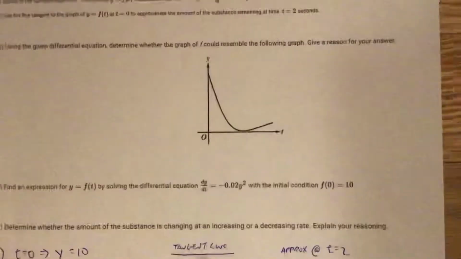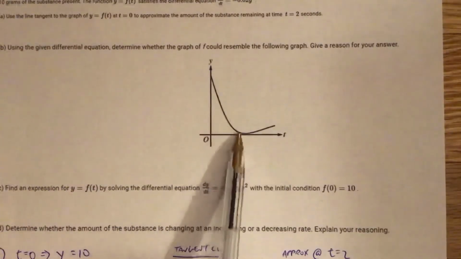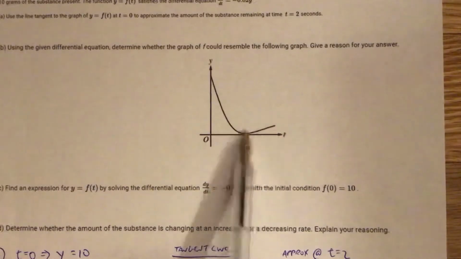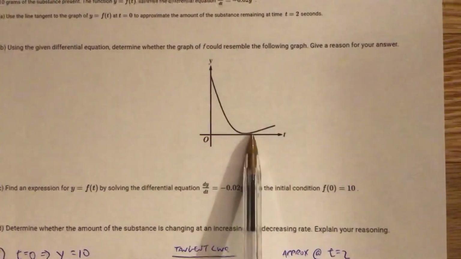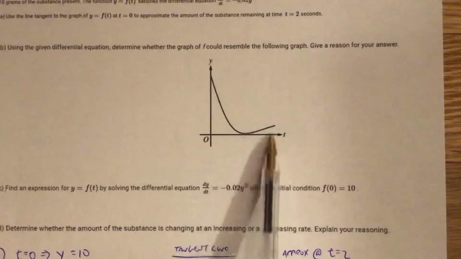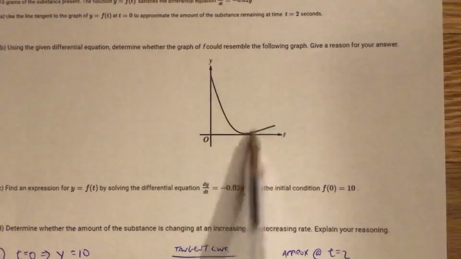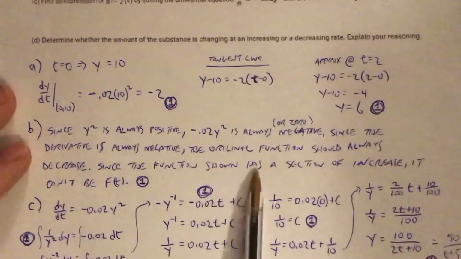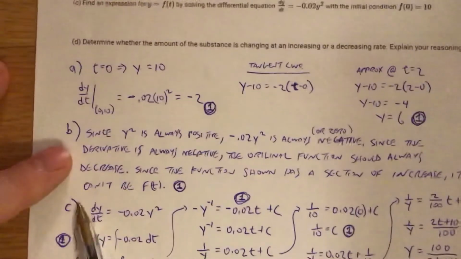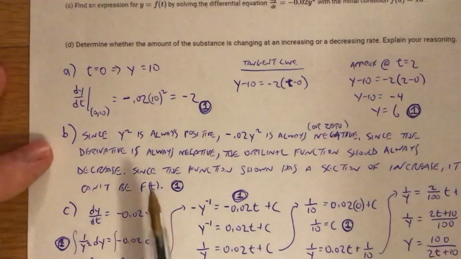If we take a look at this picture, though, it decreases for a while, but then it increases over here. The original graph cannot look like this because basically the slope has to always be negative, the function should always decrease, and this has positive slopes and has an increase on it. So it's not possible. Basically I said since the function shown has a section of increase, it can't be the function we're looking for. It can't be f of t.